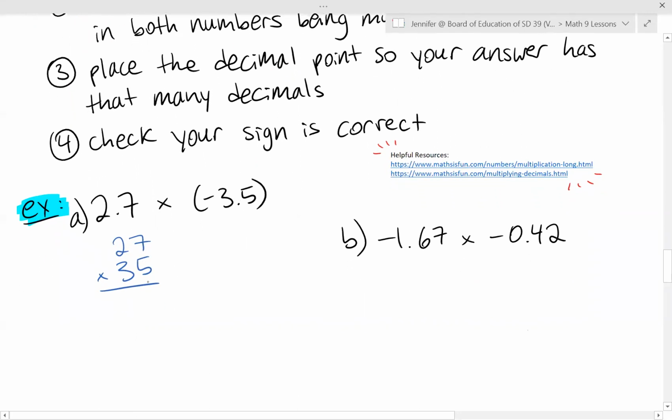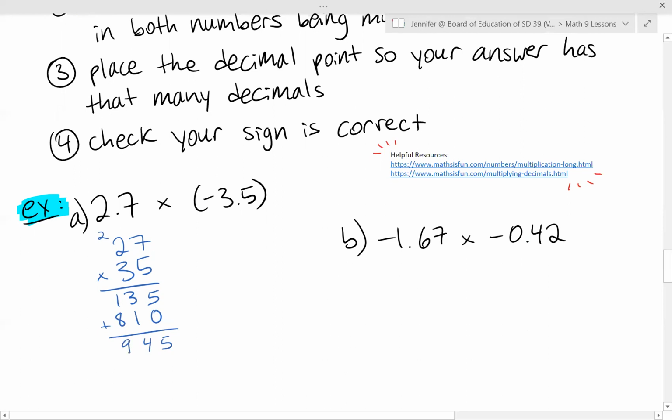So we've got 7 times 5 gives us 35, carry the 3. 5 times 2 is 10, plus 3 gives us 13. And then the second row, we're going to have a 0 at the start. And then 3 times 7 gives us 21, carry the 2. 3 times 2 is 6, plus 2 is 8. Then we add these lines up. We've got 5 and 4 and 9.